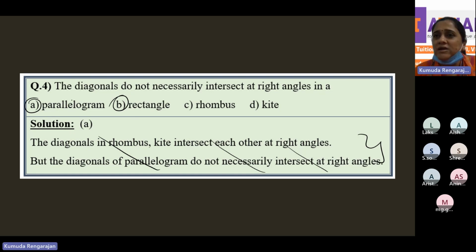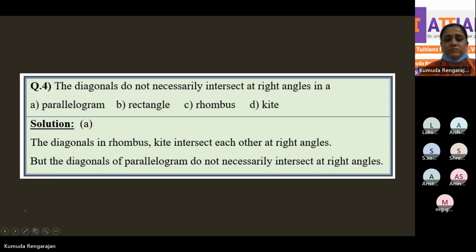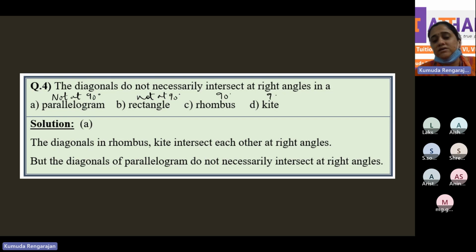So now tell me, in a parallelogram, do the diagonals meet at right angles? No. In a rectangle? No. In a rhombus? Yes, they meet at right angles. In a kite also, they meet at right angles. You can just make a note of it if you want. Not at 90 degrees for the parallelogram and rectangle, and 90 degrees for the rhombus and kite.